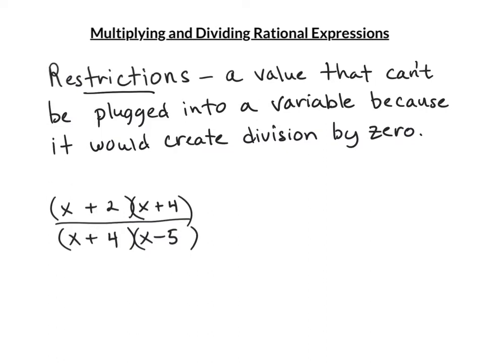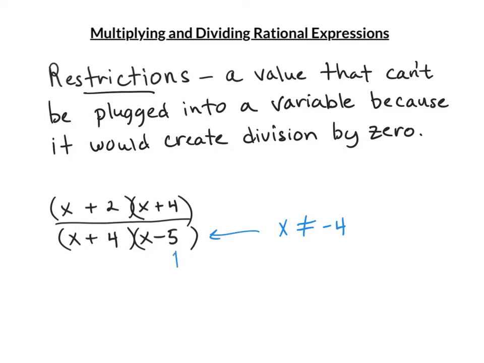A restriction is a value that can't be plugged into a variable because it would create division by 0. When you work with these questions, you do have to be aware that your variable can't be some values because you can't divide by 0. Looking at this question we just worked on, when we factored it, notice below that if I plugged in negative 4, I would be dividing by 0 because 0 times anything is 0, and whatever's up top, I'd be dividing by 0, and that's not possible. You would say then that x cannot be negative 4. That is a restriction.